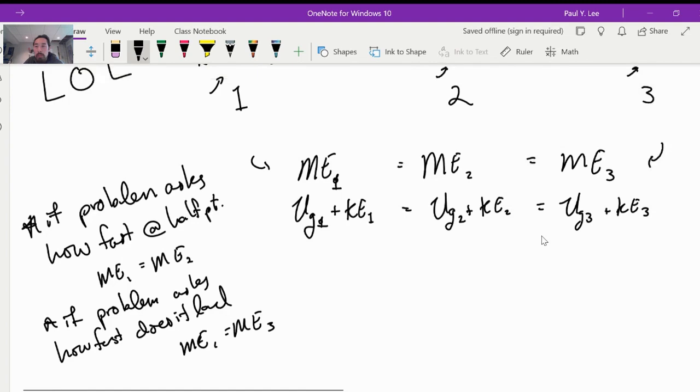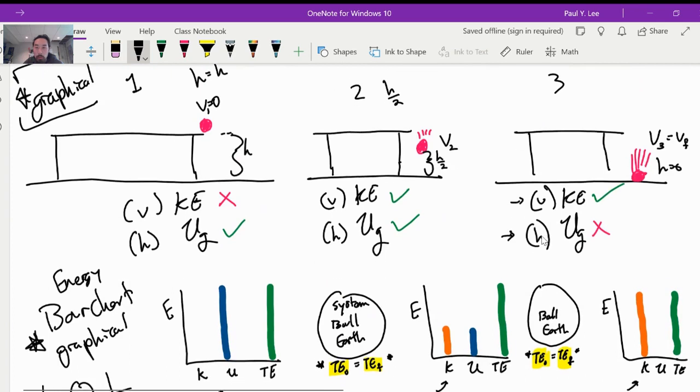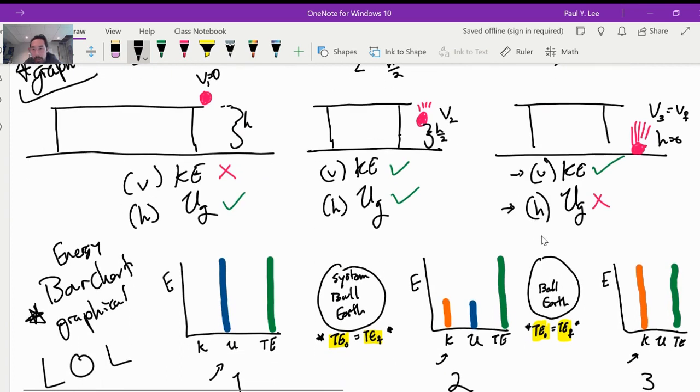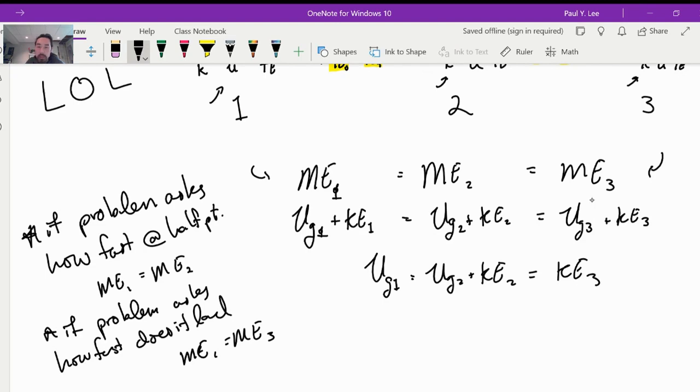Now, there wasn't a problem linked to this, and that's something that we'll work on in class. But if we go back to this graphical model, we can see how this formula cleans up. We can see that initially we don't have any kinetic energy, and at the end we don't have any potential energy. And so if we were to analyze the problem before, the formula just cleans up so that it looks like this. Like so, because our initial kinetic energy and the gravitational potential energy at the bottom do not exist.